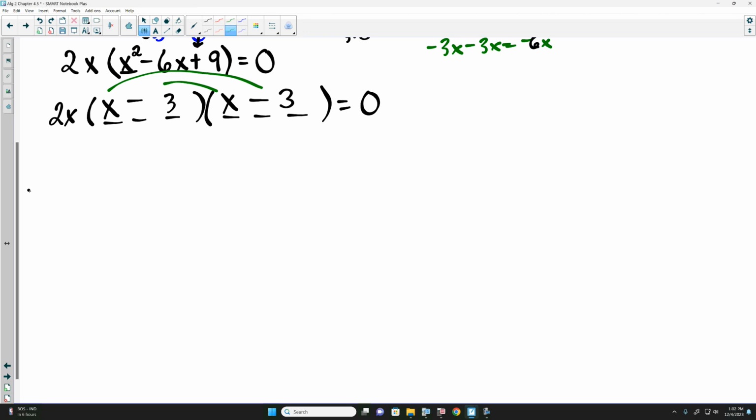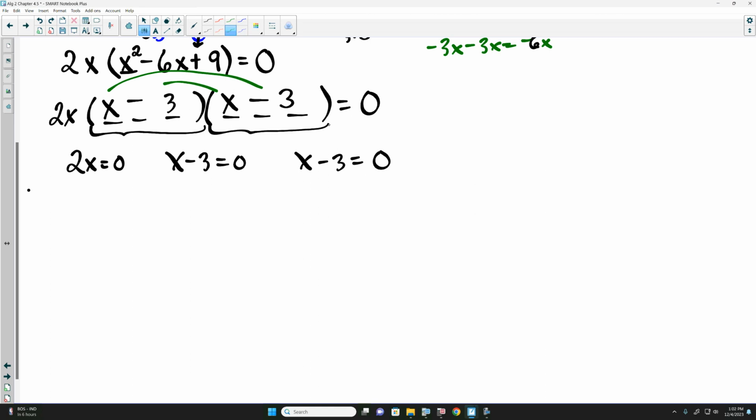Now at this point here, we do have 2 or more things multiplied together to equal 0, so one of them must be 0, because that's the only way we can get 0. So we're either saying that 2x is 0, or x minus 3 is 0, or x minus 3 is 0. Because if 2x is 0, the whole thing becomes 0. If our first x minus 3, if we plug a value for x in and get 0, then the whole thing becomes 0. And the same thing is true with our other x minus 3.